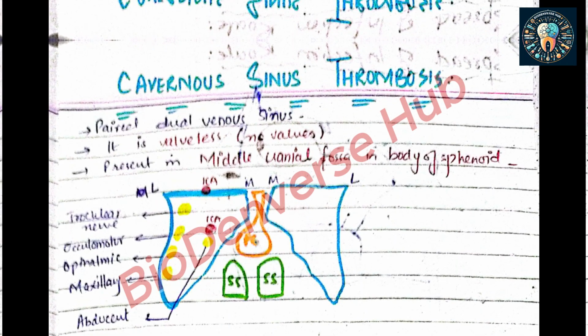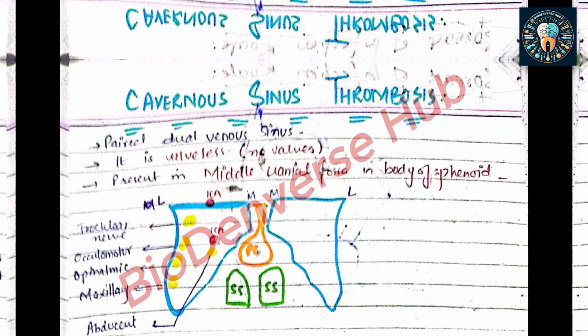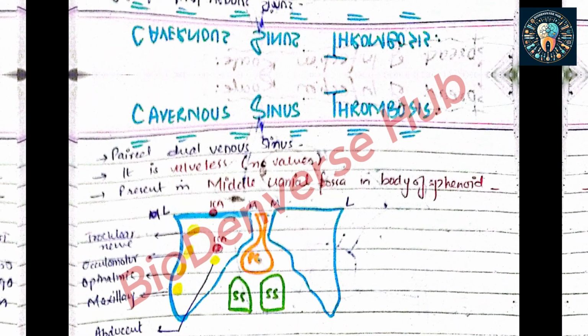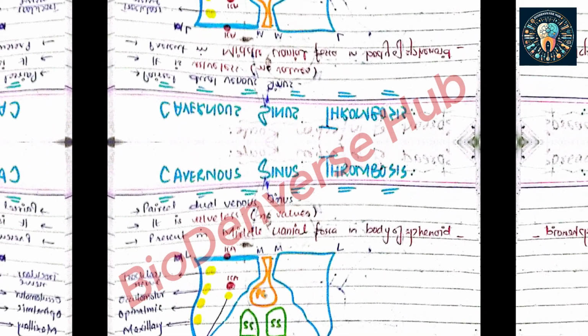Any infection that involves your cavernous sinus would have equal chances of damaging these structures. So let us move on towards the etiology of cavernous sinus thrombosis.